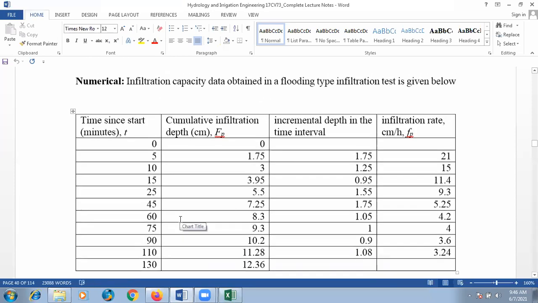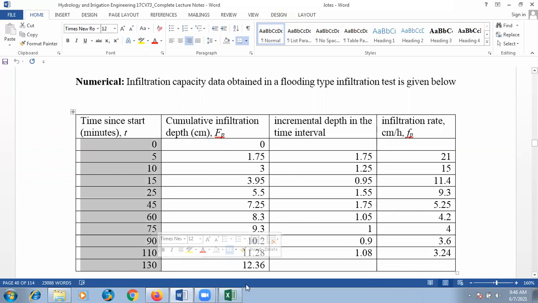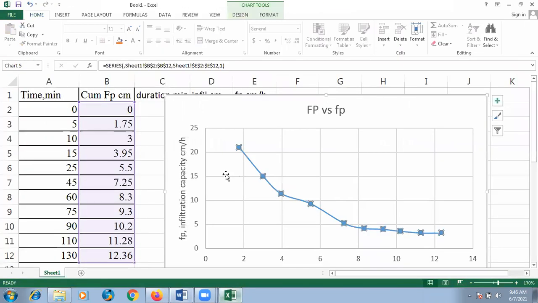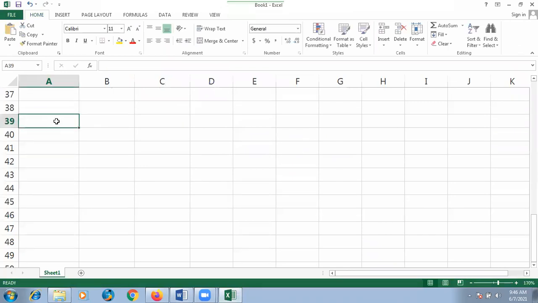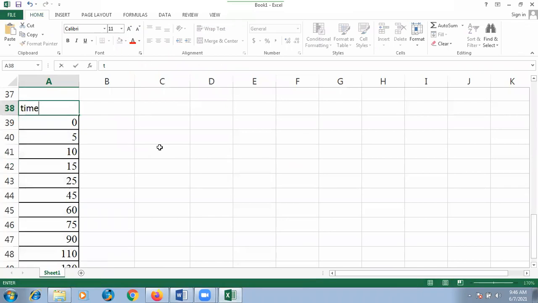If you wish to do it, what are we required to do? First of all, in the problem, I have taken the time. This is time in minutes. Then for Horton's equation, you please remember, you convert time into hours. So how are we going to do that? You divide all these values by 60.